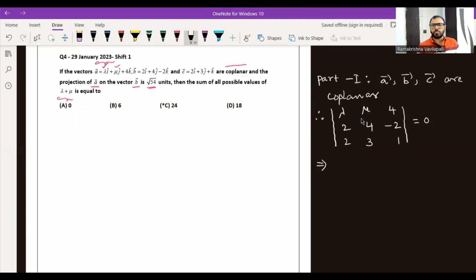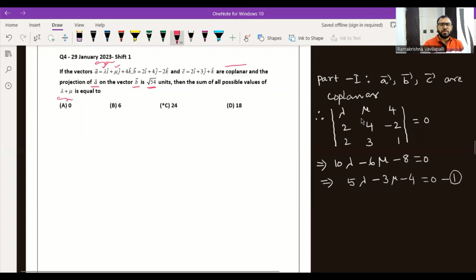Lambda into 4 plus 6, 10. So 10 lambda. And here this is 2 plus 4, 6 minus 6 mu. And what is the constant now? It is 6 minus 8 minus 2 into 4 minus 8 equal to 0. Dividing by 2, 5 lambda minus 3 mu minus 4 equal to 0. This is equation 1, the coplanarity condition. Now, part 2.